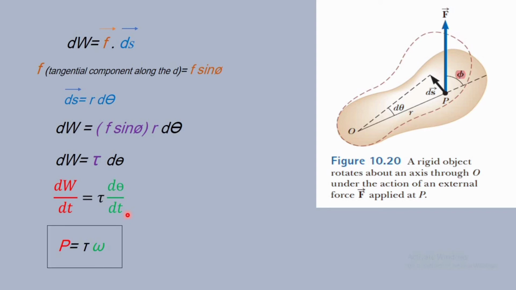Okay, this is in the case of rotational motion, but the power is equal to F times v in the case of translational motion.